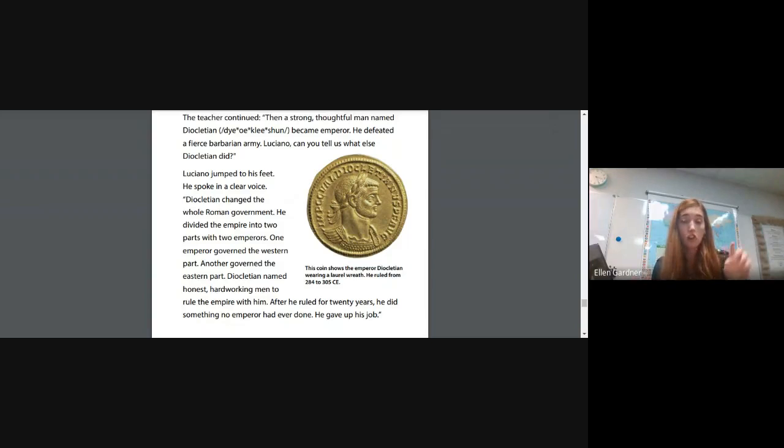One emperor governed the western part. Western is on this side. The other emperor governed the eastern part. Now, Diocletian named honest, hardworking men to rule the empire with him. After he ruled for 20 years, he did something no emperor had ever done before. He gave up his job. Sounds like Cincinnatus, doesn't he?